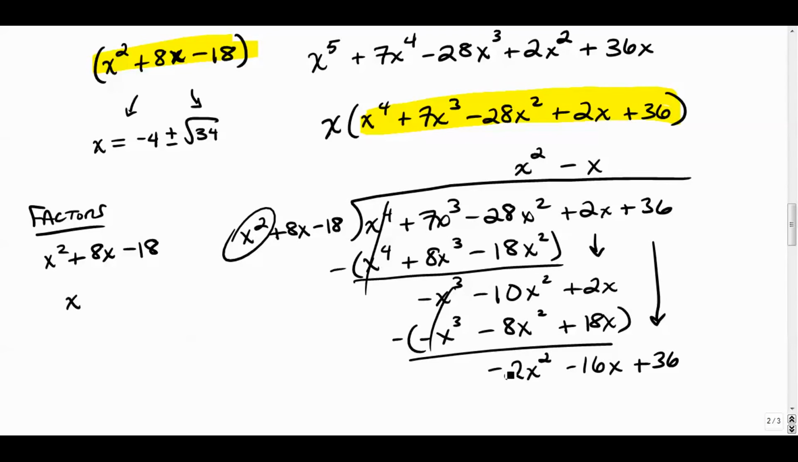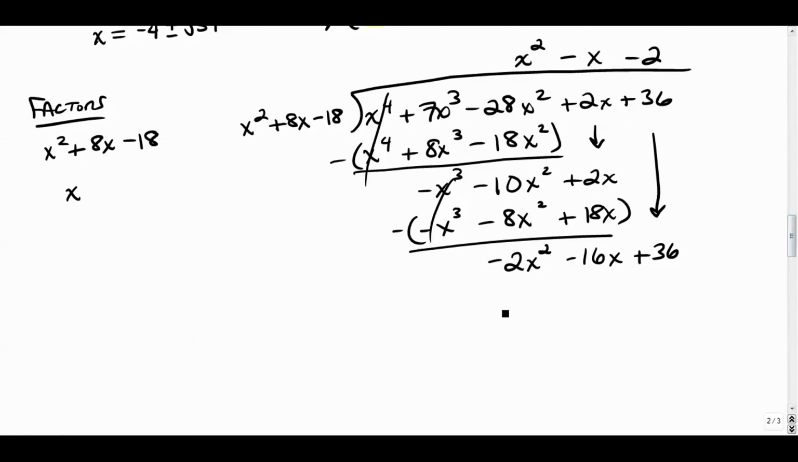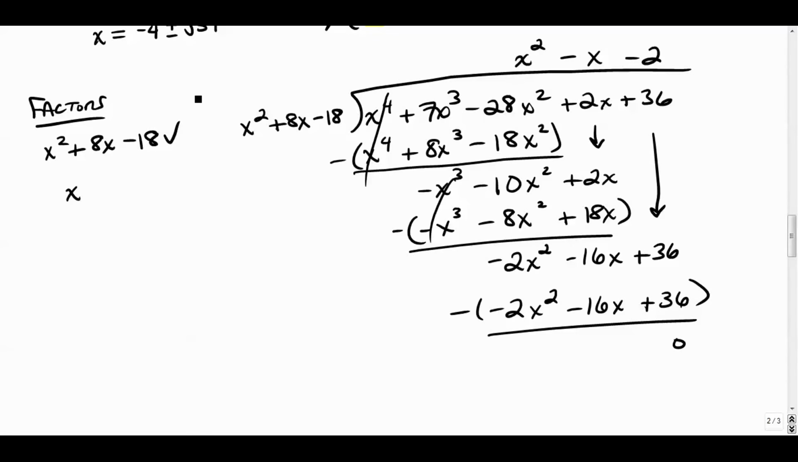How many times does x squared go into negative 2x squared? The answer is negative 2. I'll put that right here. And I'll multiply back down. Negative 2x squared minus 16x. Everything's fitting together perfectly for me. When they're all the same, that means that I have a remainder of 0, which is good. That tells me that this is indeed a factor. If that remainder weren't 0, then that's not a factor and I did something wrong.